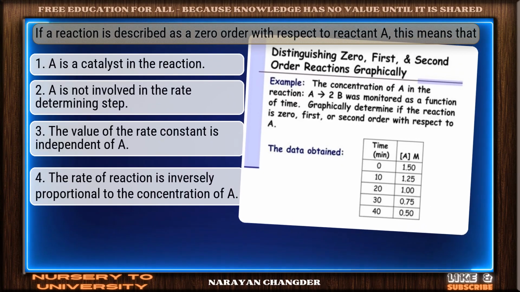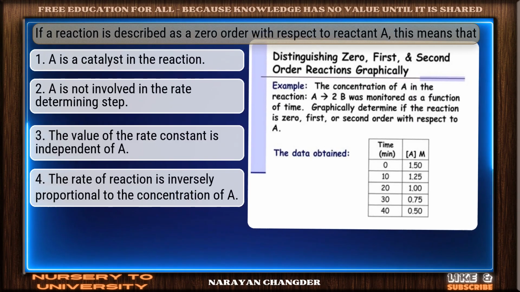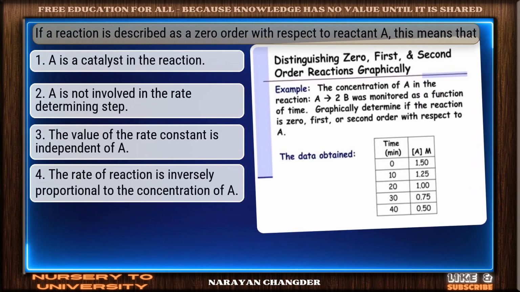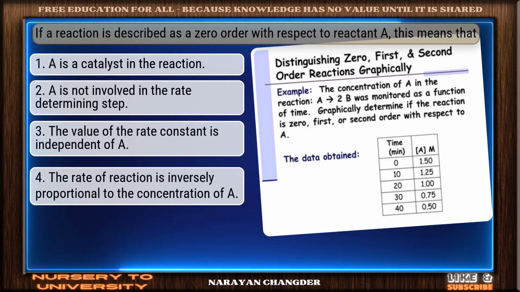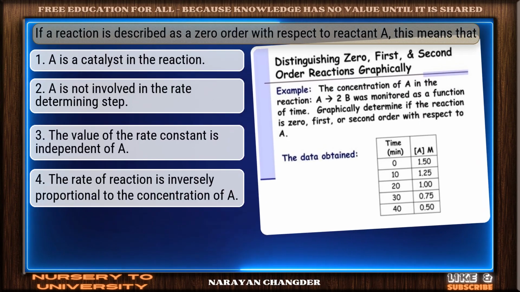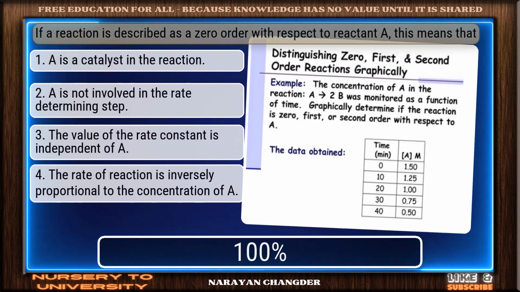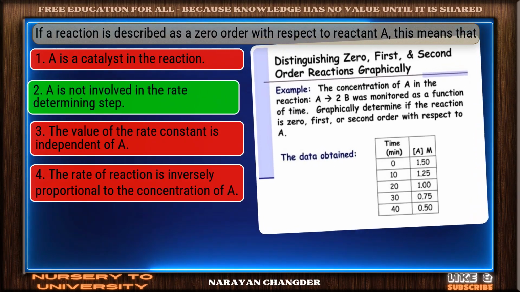that Option 1, A is a catalyst in the reaction. Option 2, A is not involved in the rate determining step. Option 3, the value of the rate constant is independent of A. Option 4, the rate of reaction is inversely proportional to the concentration of A. Yes, A is not involved in the rate determining step is right.